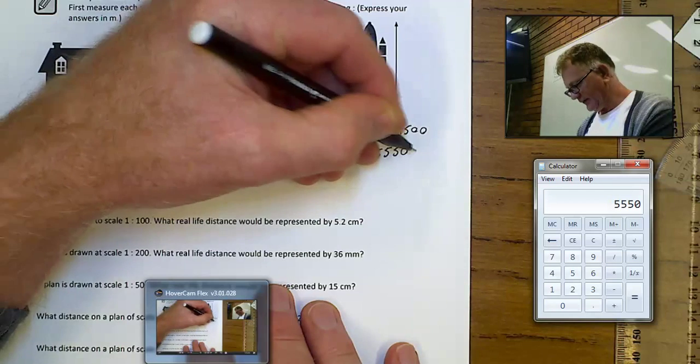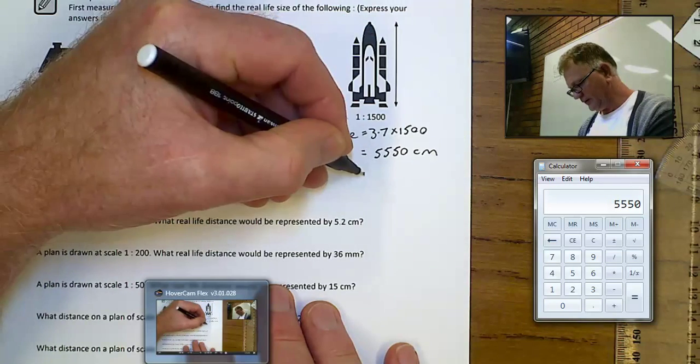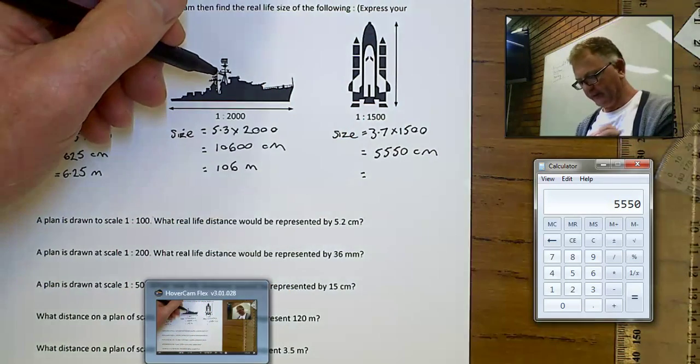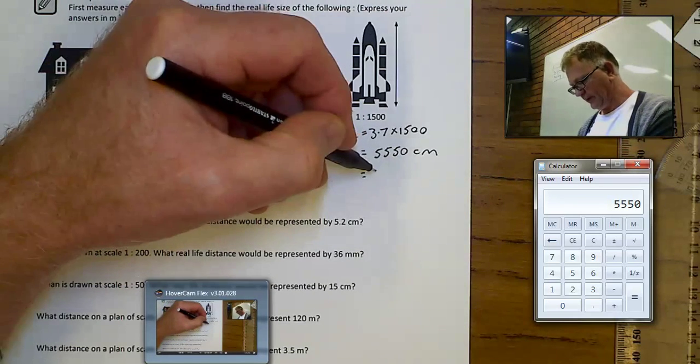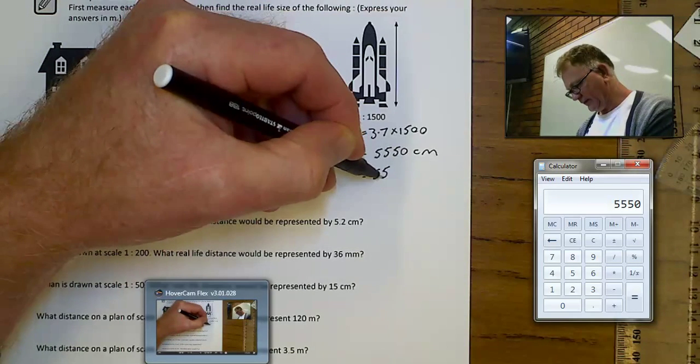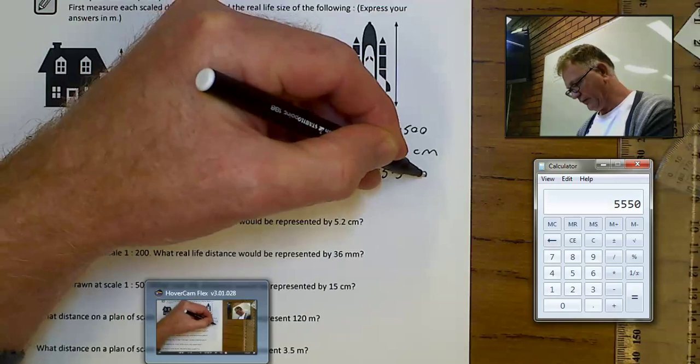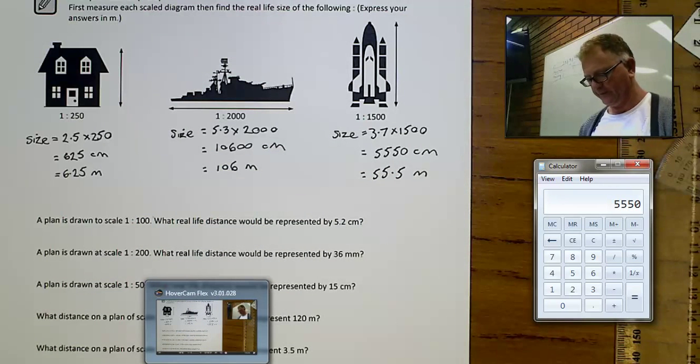5,550 centimetres tall. I'd like to change that into metres by dividing by 100. Move the decimal place 2 positions. 55.5 metres in height.